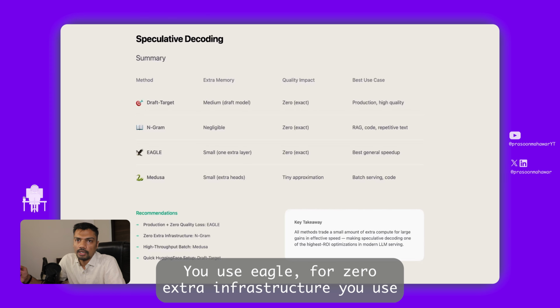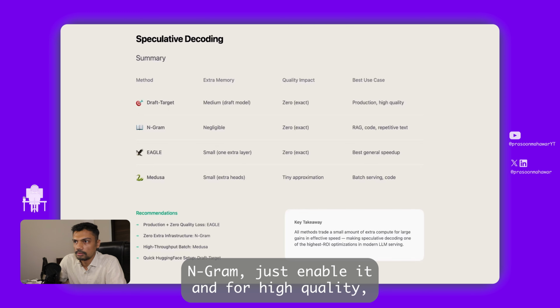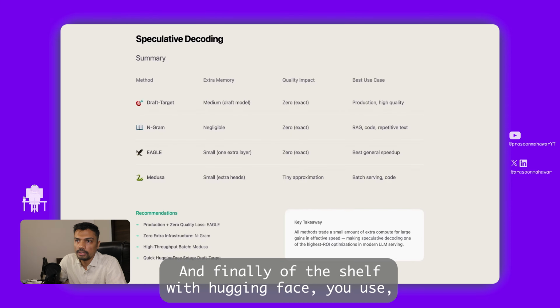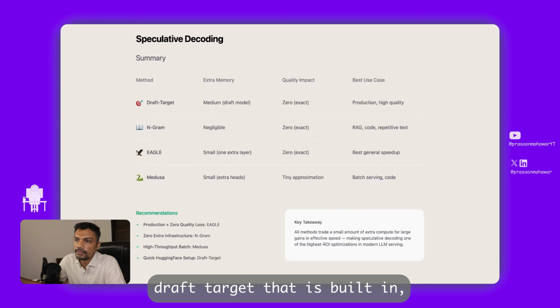For 0 extra infrastructure, you use ngram, just enable it. And for high throughput batch inference, you use Medusa. And finally, off the shelf with Hugging Face, you use draft target, which is built in.